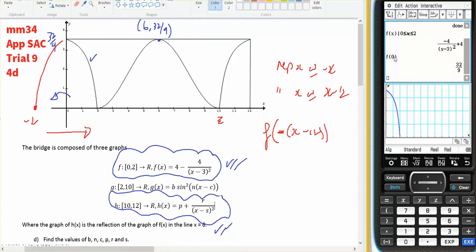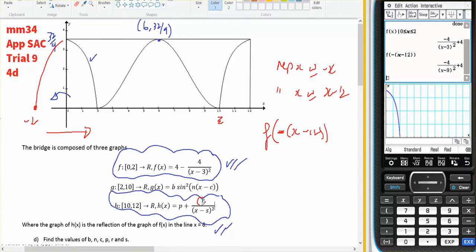So if I have f of minus, open a bracket, x minus 12, close bracket, that gives me this rule, which should be this rule, which means that r equals -4, s equals 9, and p equals 4.